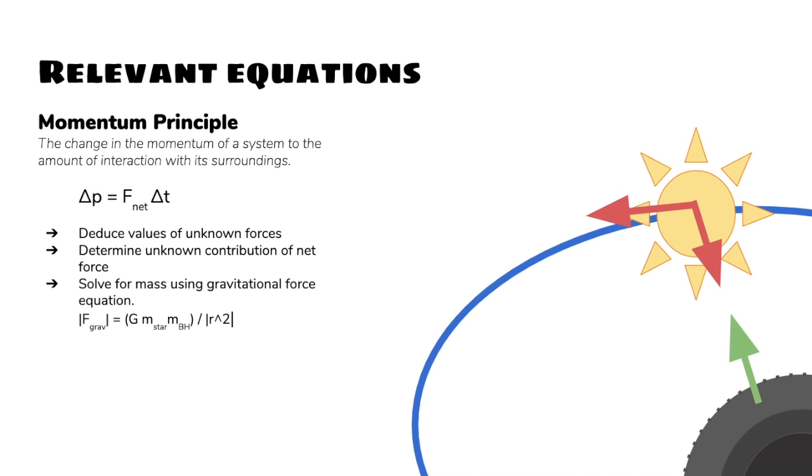So, of course, we are analyzing the change in momentum of the system, so we're going to employ the momentum principle. The momentum principle can be described as the change in momentum of a system due to the amount of interactions with its surroundings. The equation presented here will allow us to solve for the unknown contribution of net force and thus find the mass of the black hole. The momentum principle is the fundamental principle we'll be using.